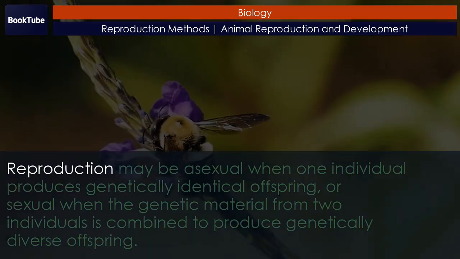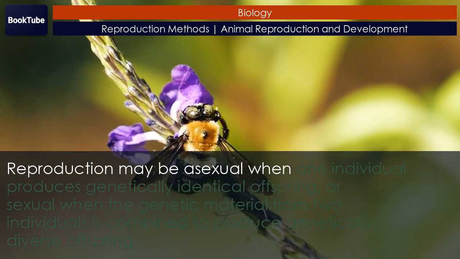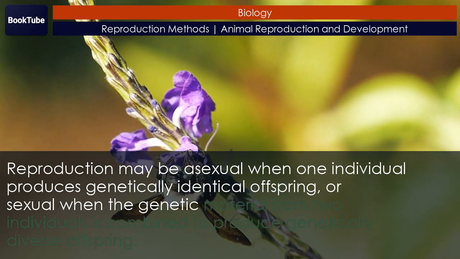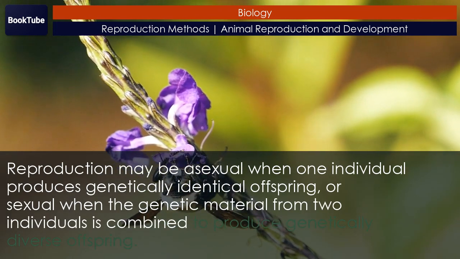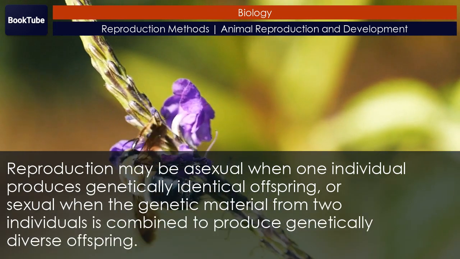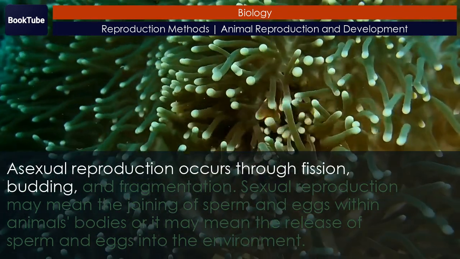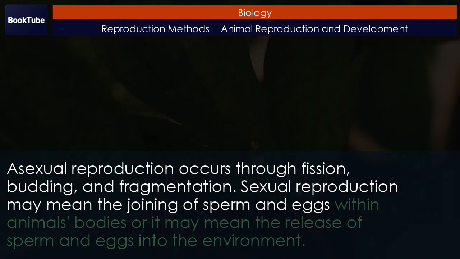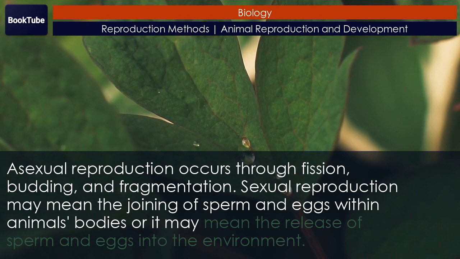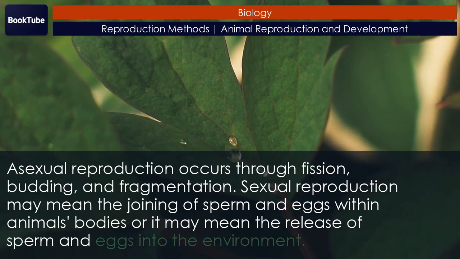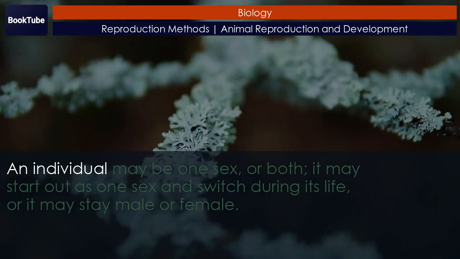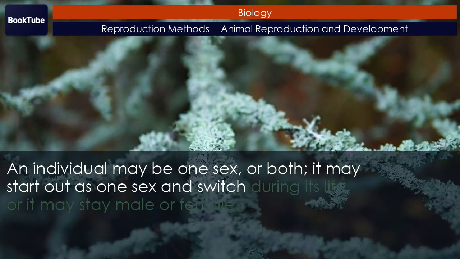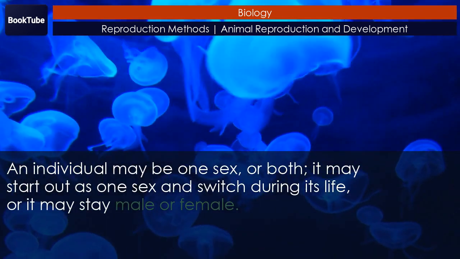Section summary. Reproduction may be asexual, when one individual produces genetically identical offspring, or sexual, when the genetic material from two individuals is combined to produce genetically diverse offspring. Asexual reproduction occurs through fission, budding, and fragmentation. Sexual reproduction may mean the joining of sperm and eggs within animals' bodies, or it may mean the release of sperm and eggs into the environment. An individual may be one sex, or both. It may start out as one sex and switch during its life, or it may stay male or female.